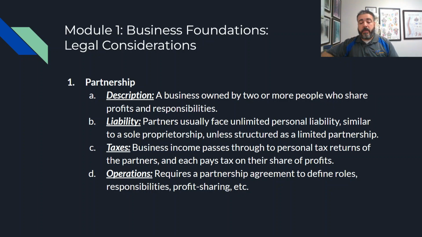So a partnership is basically owned by 2 or more people who share the profits and responsibilities. And this is essentially what a sole proprietorship is with more than one person. So if you had all the same information from the sole prop video and you just added another person into it, now you have 2 people sharing the same liability, taxes, and operations. It's very similar in liabilities. Partners usually face the same thing. You're getting unlimited personal liability, and it's going to be similar to what a sole proprietorship is going to be.